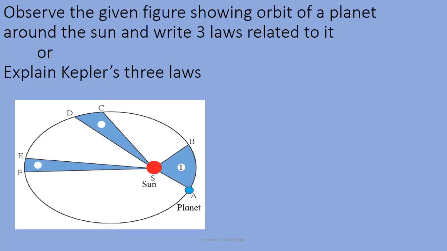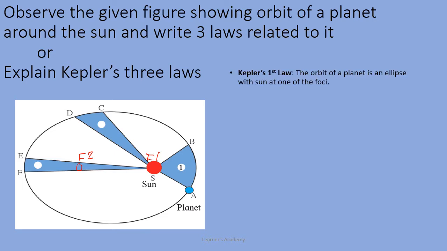Now you are given this picture and you have been asked the question: observe the given figure showing orbit of a planet around sun and write 3 laws related to it. Or you can be asked directly. Before we start, you should know what is an ellipse, because ellipse is not a circle. It is a regular oval shape with 2 foci, and sun is at one of its foci. This is foci number 1, and the other foci can be somewhere here. This is foci 2.